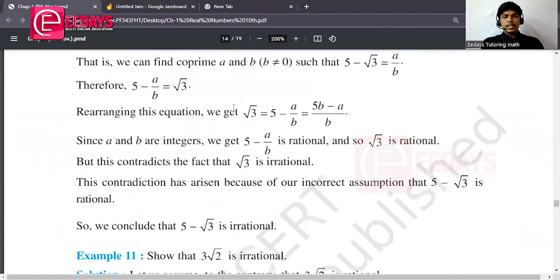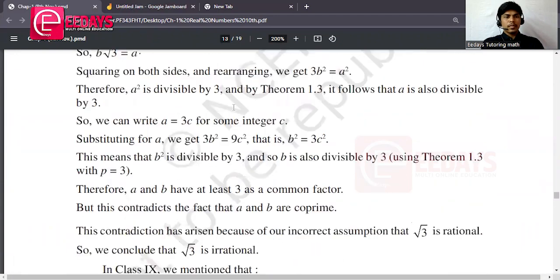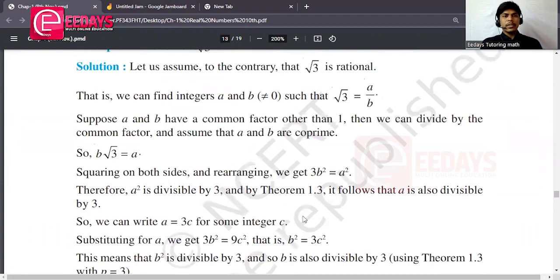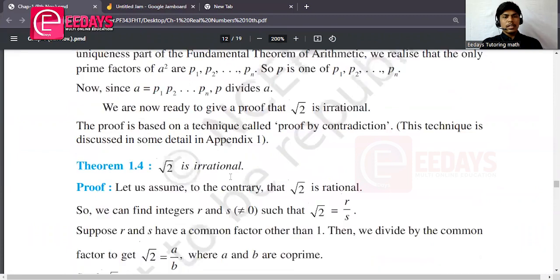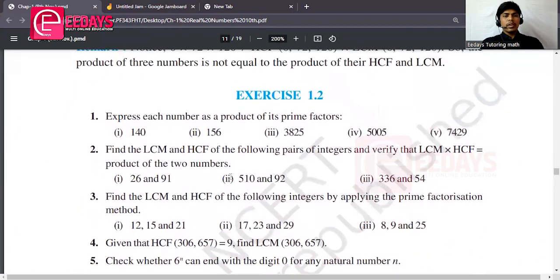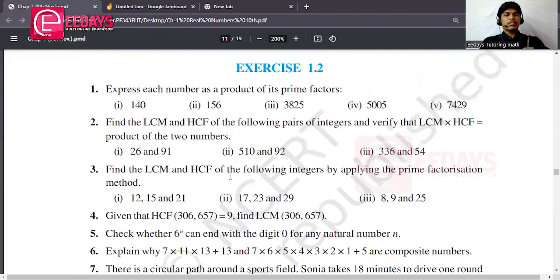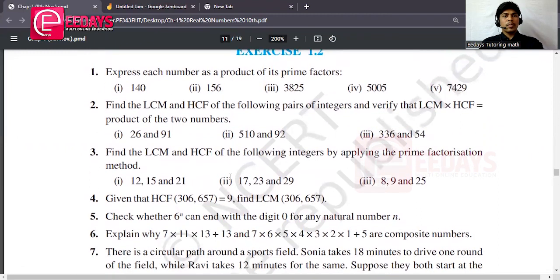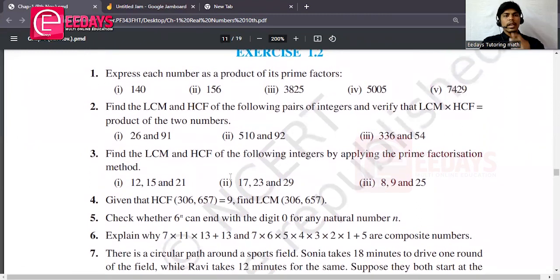I hope the session was informative. It is an easy subject, right? In the exam, they generally ask a lot of questions from exercise 1.2, because finding HCF and LCM is given as 1 mark and 2 mark questions in your main exam. So plan accordingly and practice more questions from your textbook and the example questions.